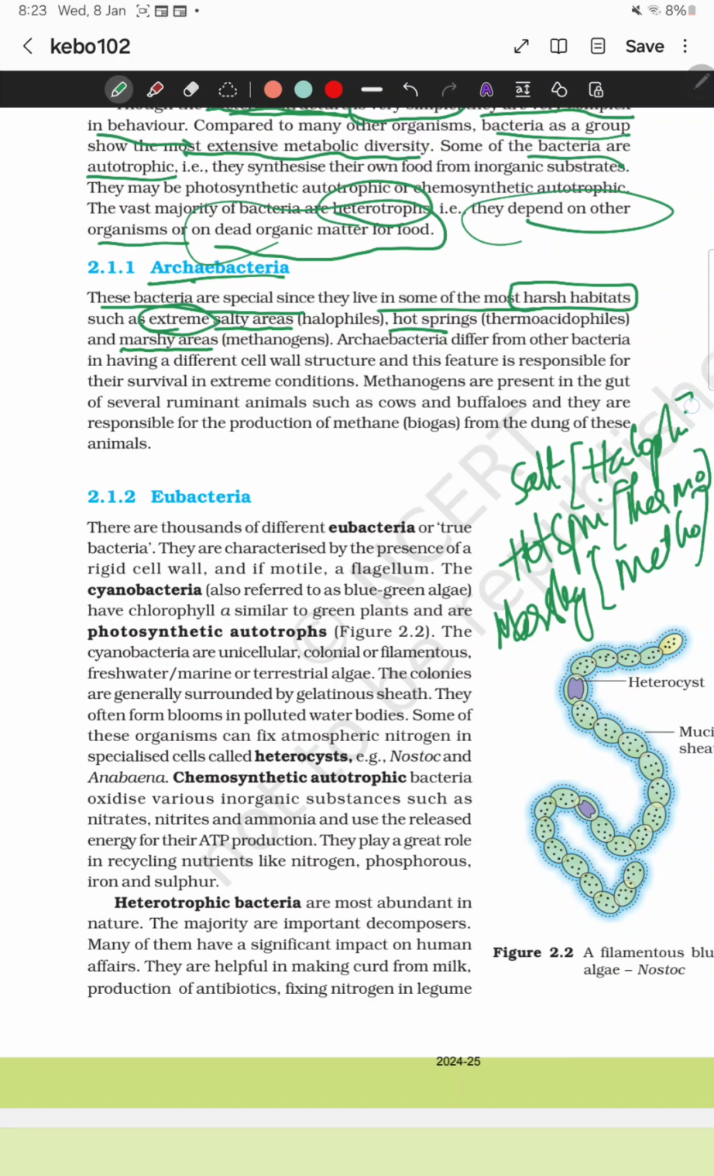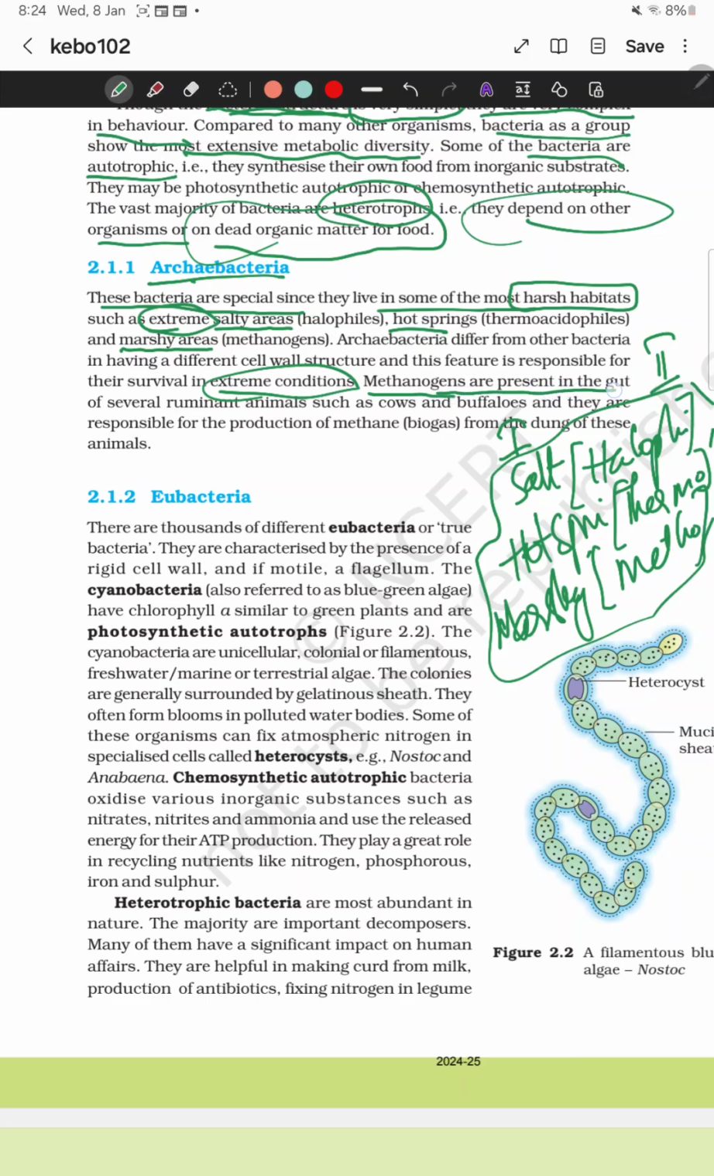It can be asked like these are written in column 1 and these are written in column 2. So in the exam they can ask matching, what are these, and you have to go through the bracket ones also. Archaebacteria can be different in their structure and features responsible for the harsh conditions.